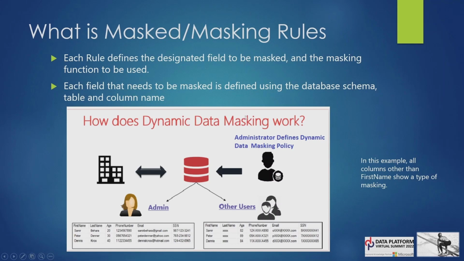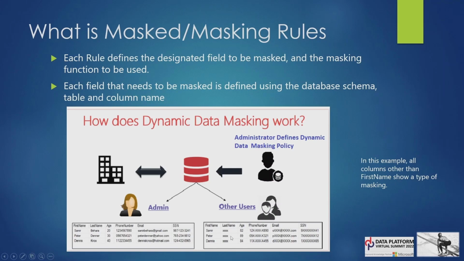Here is an example of how dynamic data masking works. In this example, all columns other than the first name are masked. So this particular table has first name, last name, age, phone number, email, and social security number. The database administrator has enabled masking on all columns other than first name. So as a result, administrators can still see unmasked data. That is, by default, administrators would still be able to see unmasked data.